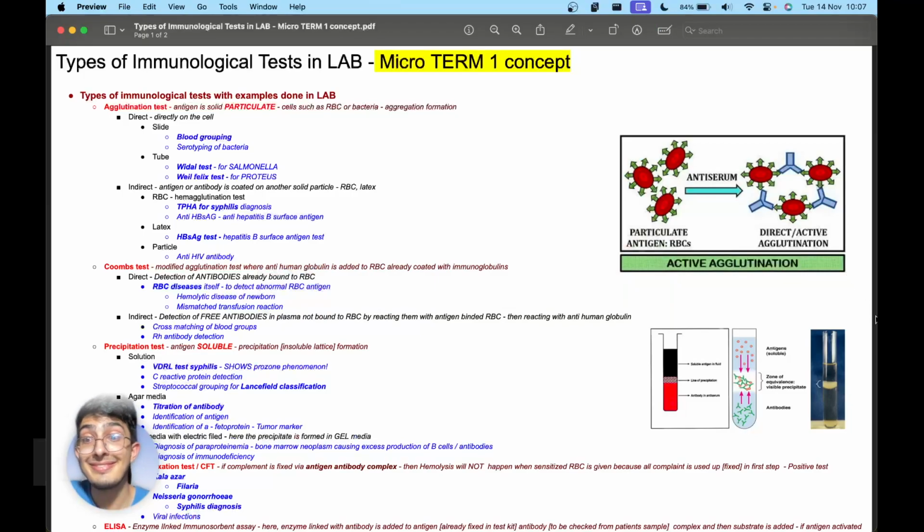Hello everyone. So today we're going to learn a little bit about types of immunological tests done in a microbiology lab. Immunological tests are those tests that detect antigen or antibody. You can either detect an antigen that you do not know, or you can detect an antibody. If you're detecting an antibody, the antigen is known; or if you're detecting an unknown antigen, you already know the antibody. So detection of antigen or antibody is known as an immunological test.